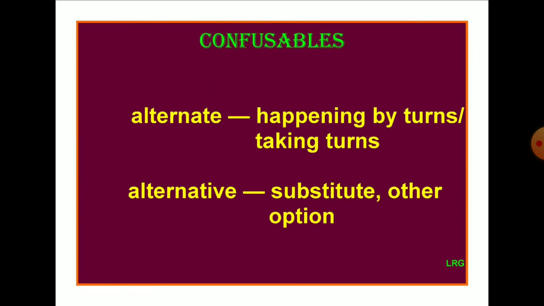The next pair. Alternate, alternative. Alternate means happening by turns or taking turns. Alternative means substitute or the other option or other choice. Let's use them in sentences.